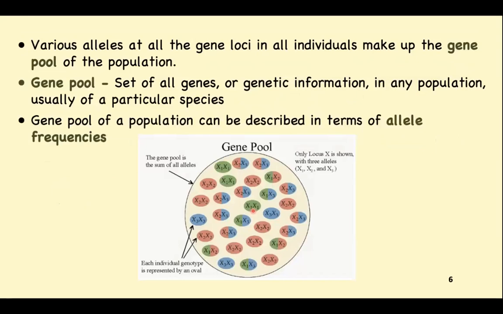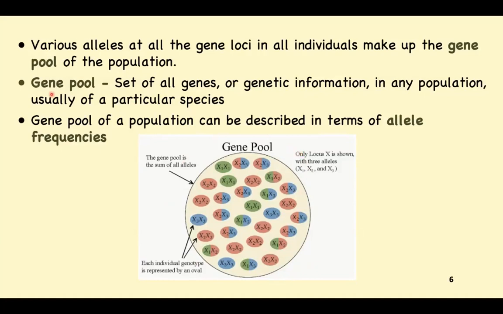Okay. So, various alleles at all the gene loci in all individuals make up the gene pool of a population. Contohnya, this is the gene pool for a certain population. So, kalau you nampak dalam ni, dia ada 3 allele, X1, X2, X3. So, dia ada another different type of combination. So, all of these are called the gene pool. Okay, regardless dia ada X1 saja ke X2 mix dengan X1. So, all of this, the sum of all allele, is called the gene pool.